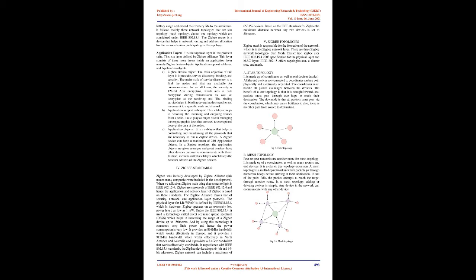A. Zigbee device object. The main objective of this layer is it provides service discovery, binding, and security. The main work of service discovery is to find the nodes that are available for communication. As we all know, the security is 128-bit encryption, which aids in data encryption during transmission as well as decryption at the receiving end. The binding service helps in binding several nodes together and route it to a specific node and channel.